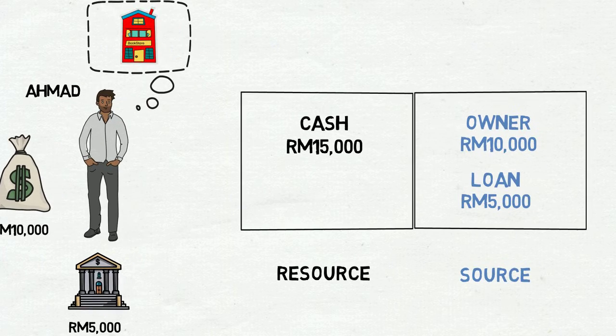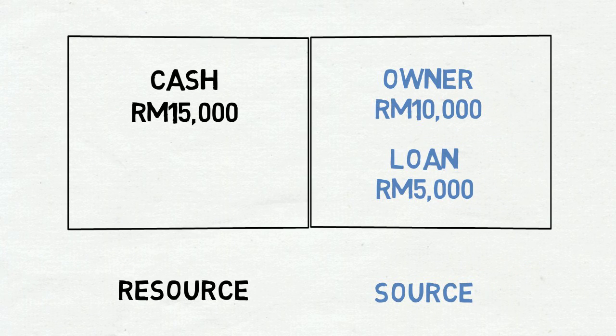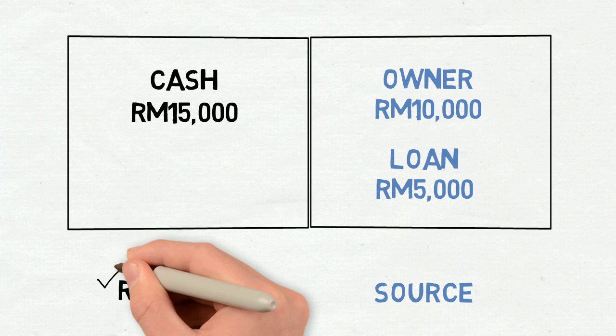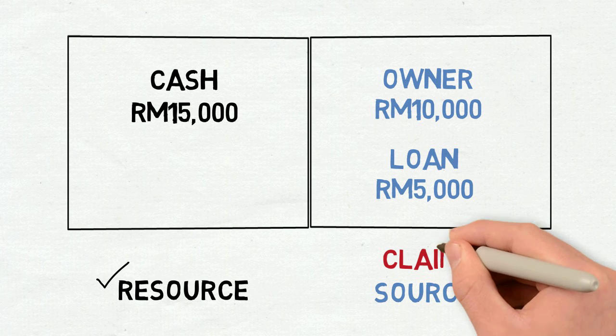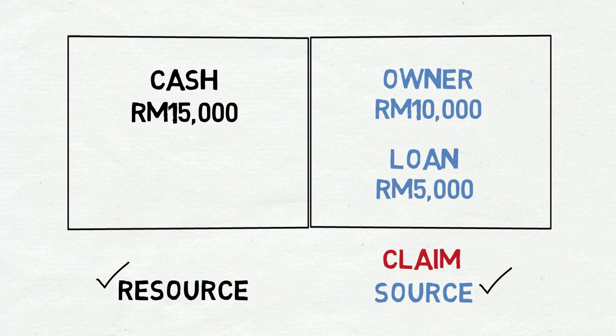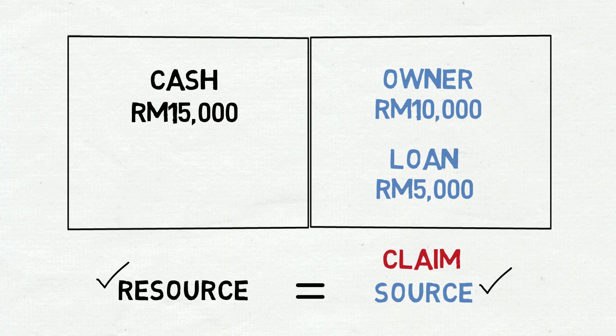This simple illustration demonstrates the basic principle used in recording business transactions. Transactions are recorded based on its effect on the resources of the business and the source of these resources. The source shows who has a claim on the resources of the business. It is important to note that the total resources must always equal its source.